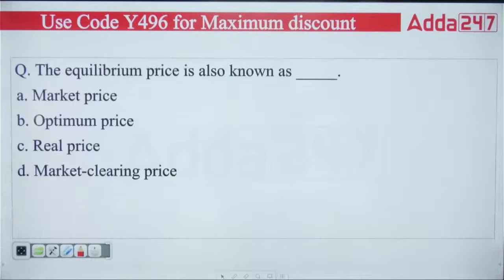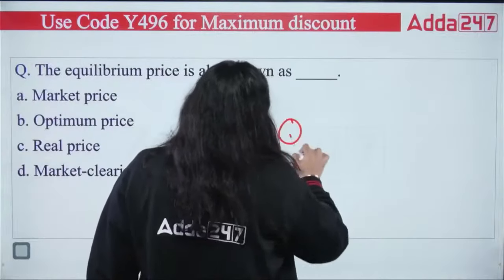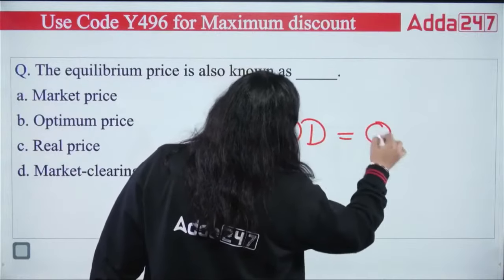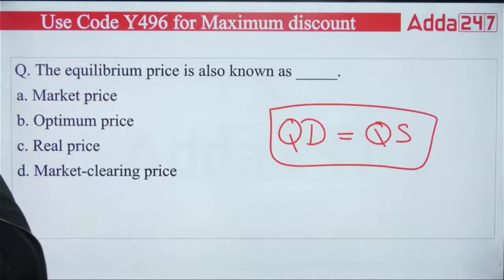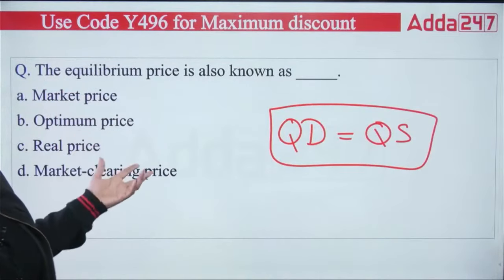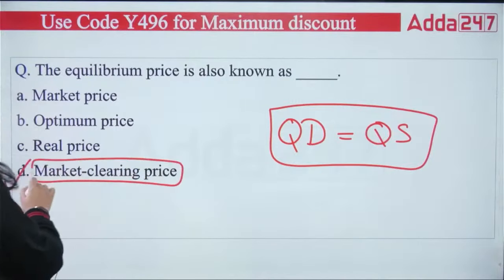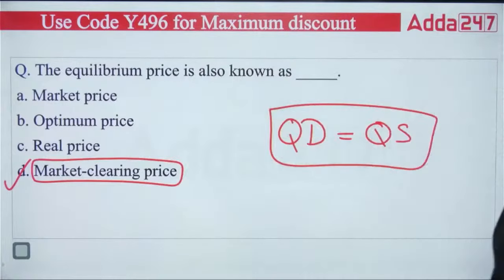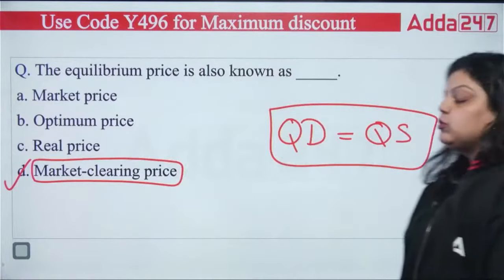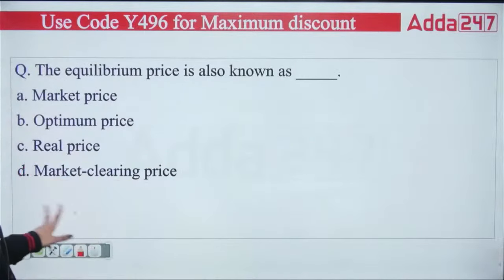Next. The equilibrium price is also known as, now what is the equilibrium price? When the quantity demanded is equal to quantity supplied, this is your equilibrium price. When the quantity demanded is equal to your quantity supplied, that's your equilibrium price, and that is also known as the market clearing price. Quantity demanded equals your quantity supplied. Okay.